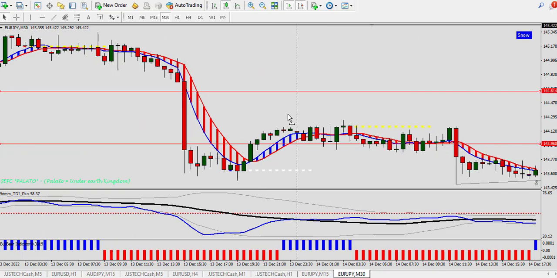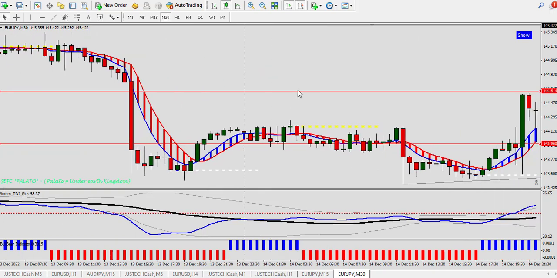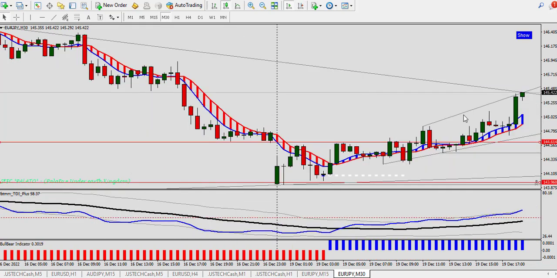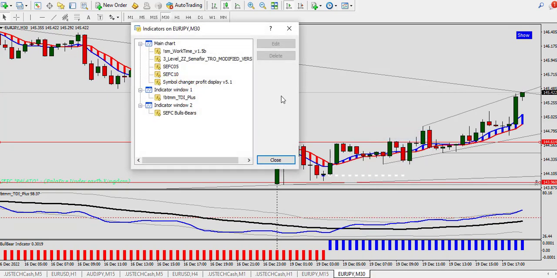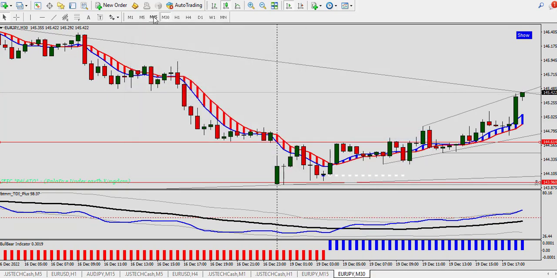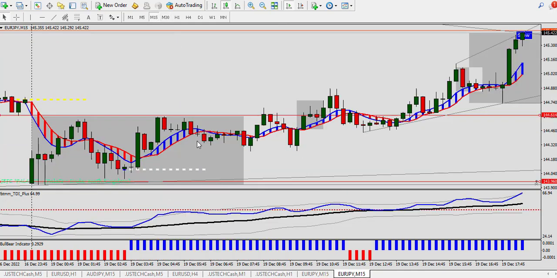Now let me show you the setting for each indicator. I know you see the trend line on my chart. I use a semaphore indicator. I only use the trend line. I did not use the value. Now let me show you all the indicators for this particular strategy. Now let me change it to 15 minutes so that you'll be able to see this zone.